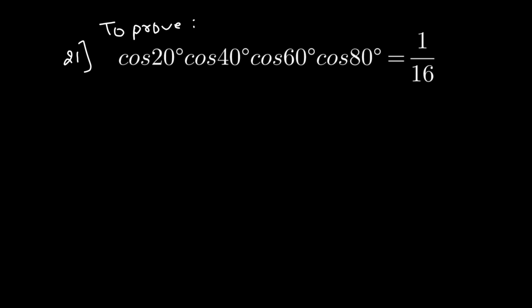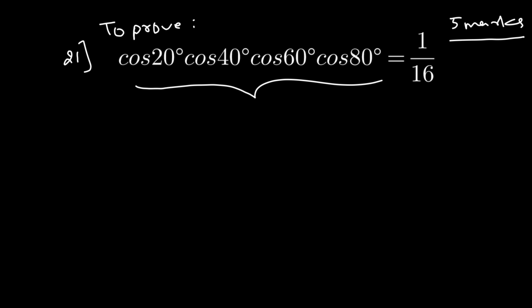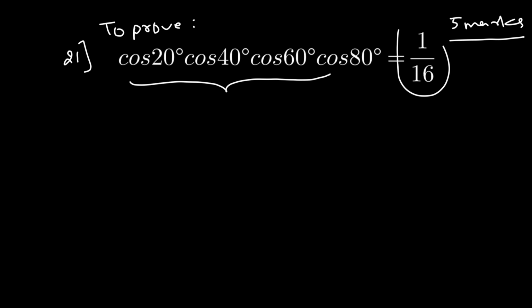But from the whole question paper, I personally liked the question number 21 that was to prove this particular trigonometric equation, and by doing so you can easily get 5 marks. So after the test, I thought to share this equation with you all. So the question is very simple. We need to prove that the left hand side has a value 1 upon 16.